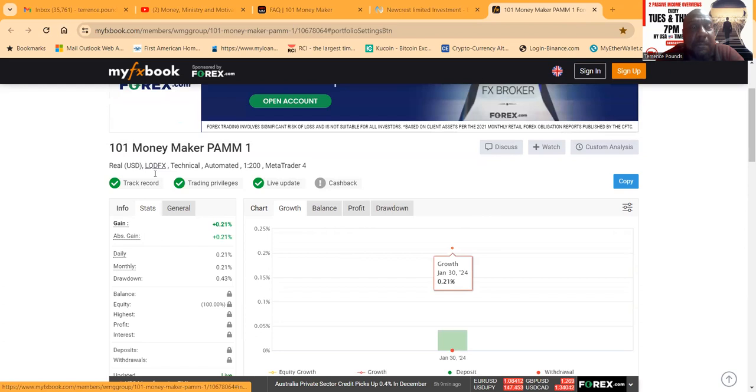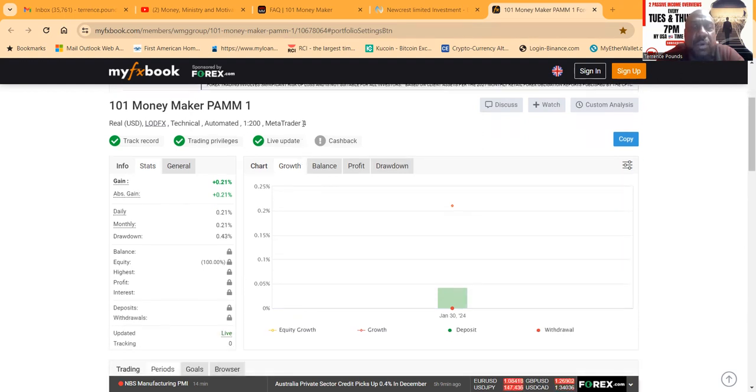Now, 101 Moneymaker Pam, real US dollars, right? They use the brokerage LQDFX. You can check it out. It's trading on technicals, automated, little leverage, and MetaTrader. MyFXBook. MyFXBook, folks. You can't fake this, as I was telling you.